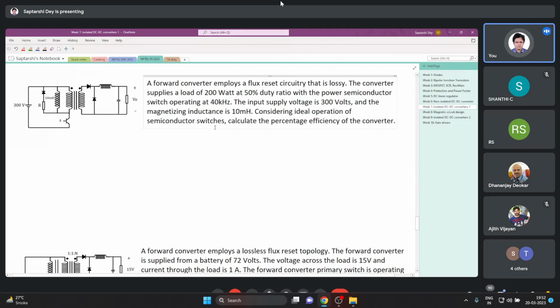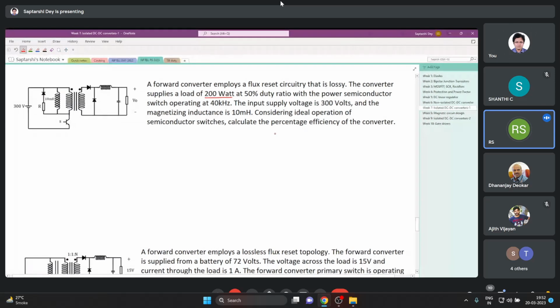So we have the output power. Everything else is ideal except this thing. We have to find the efficiency. So if we can find out the loss in the resistance, that is enough to find out the efficiency, right?